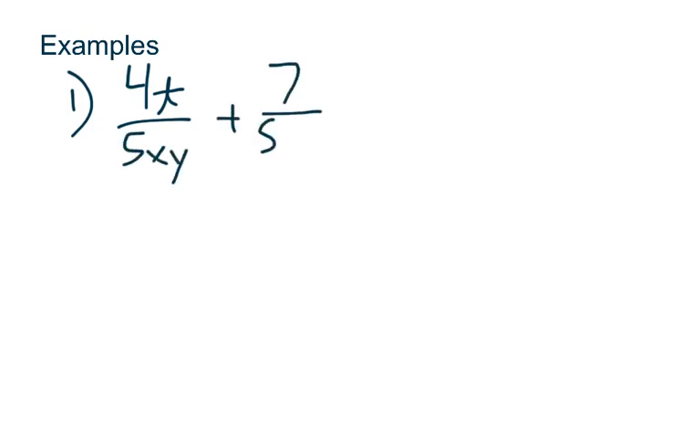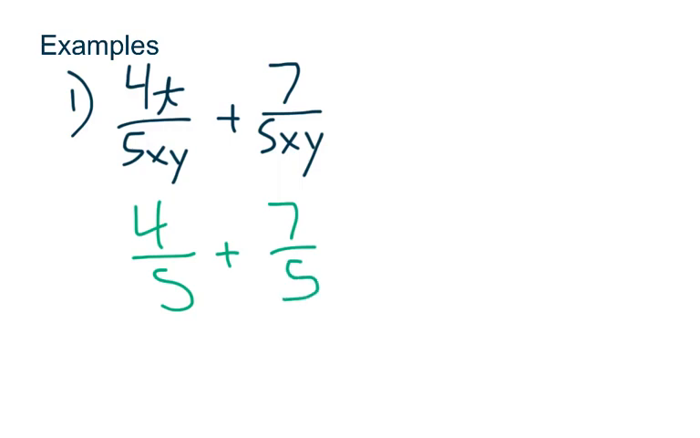From here, let's jump into some examples. Right off the bat, we'll start with something fairly straightforward. Let's say we have 4t over 5xy plus 7 over 5xy. This might look complicated, but just think about this as a fraction. I'm going to change this. Let's say this was 4 over 5 plus 7 over 5. I removed the variables to make a point.